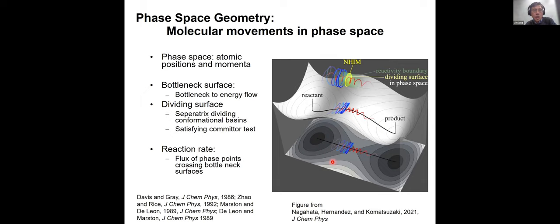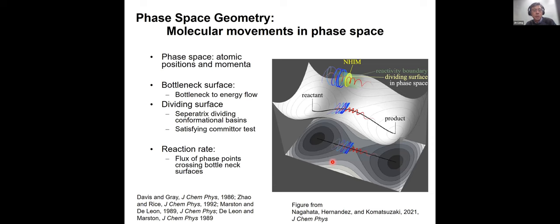So we look at the phase space, basically the positions of atoms and their momenta. And we want to identify the bottleneck surfaces and the bottlenecks to the energy flows. And we want to find the dividing surface, which is called a separatrix. It divides the conformation basins and satisfies the committor test. And if you can find these dividing surfaces, then you can get reaction rates by simply measuring the fluxes of phase points crossing these bottleneck surfaces.